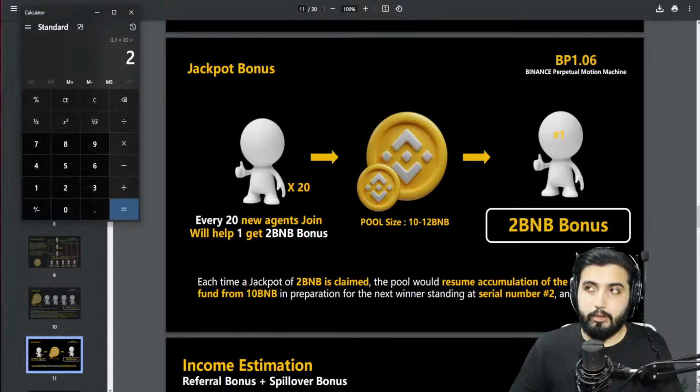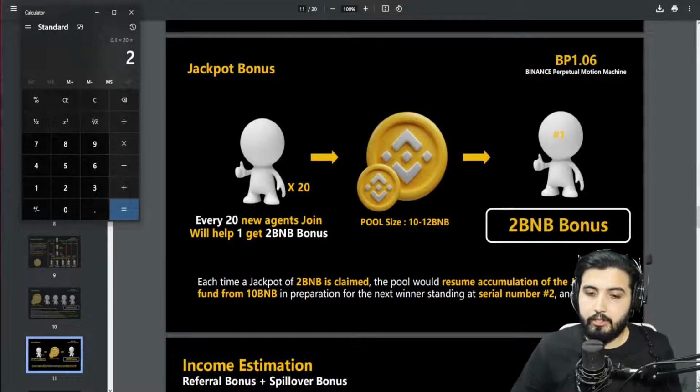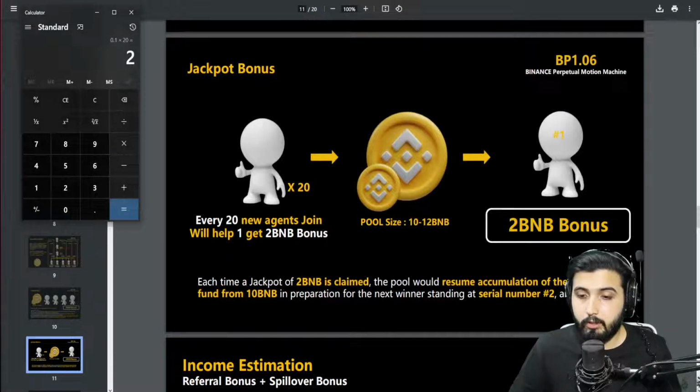So the person who has serial number 1 gets 2 BNB when 20 new agents join. And afterwards comes serial number 2. Every 20 members, when they join, he or she gets 2 BNB. Each time a jackpot of 2 BNB is claimed, the pool would resume accumulation of the jackpot fund from 10 BNB in preparation for the next winner, serial number 2, and so on.